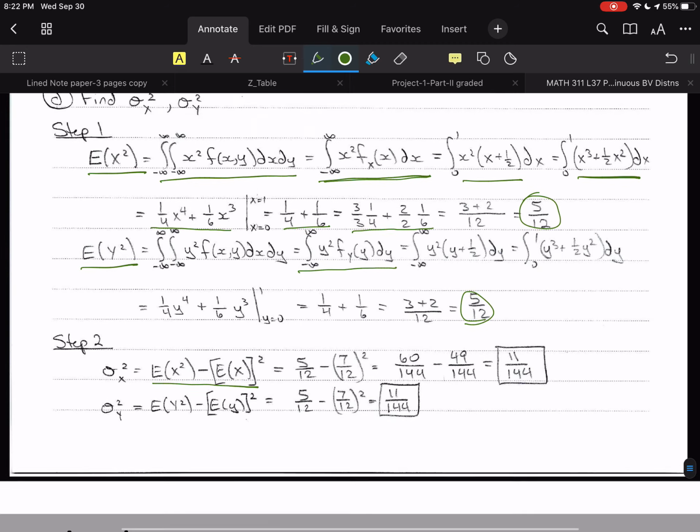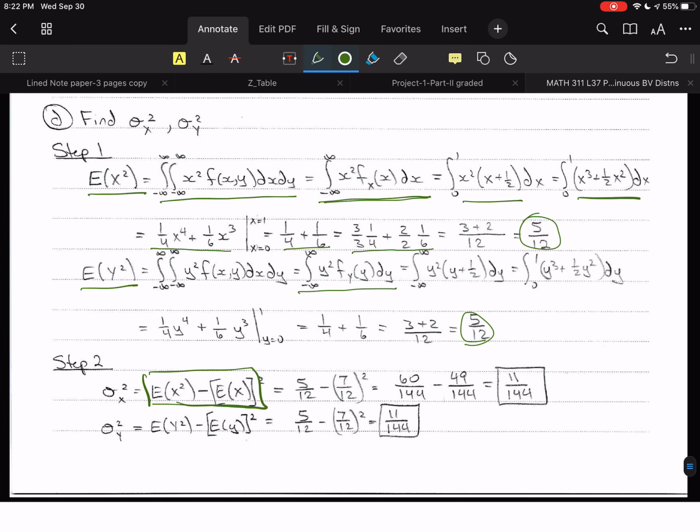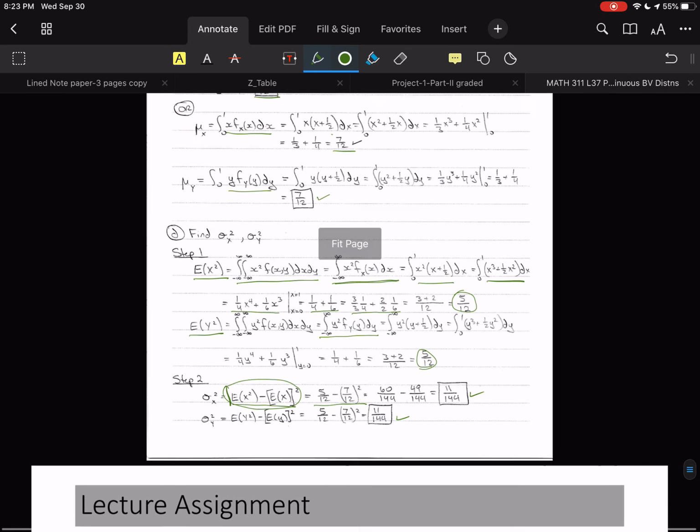Now you notice I did this in steps. I didn't try to do this as one integral. I really don't recommend that you try doing this whole thing as an integral, because it's so easy to mess up and make a mistake. I do suggest that you do this in two parts. It also makes it easier for me to grade, but really the reason for suggesting it is so that you don't make a mistake. It's very easy to make a small mistake and get the answer very wrong. When we work through this and substitute in, we get 11/144 for both the variance of x and the variance of y. All right, so there's our first example.